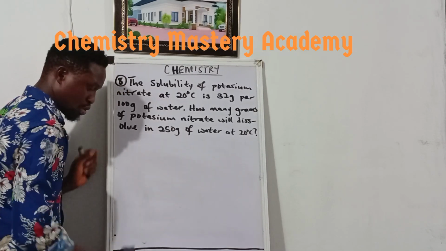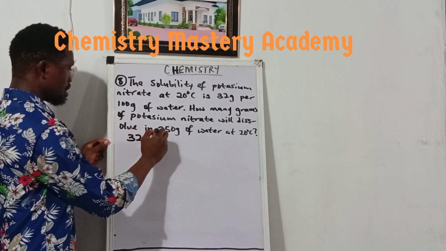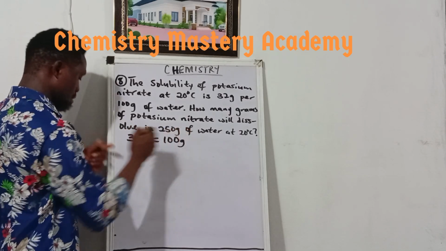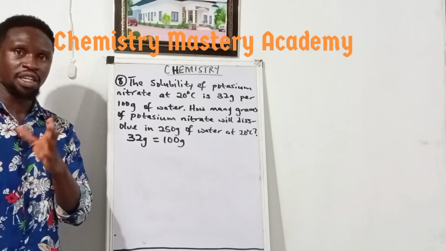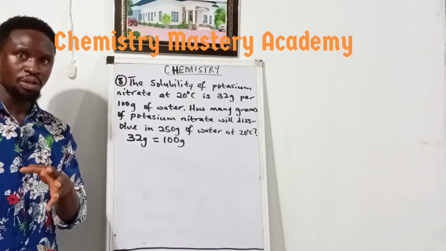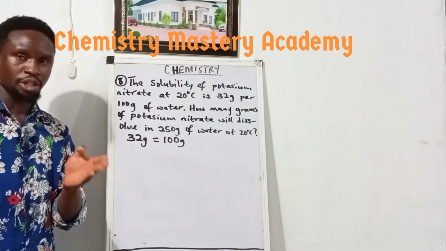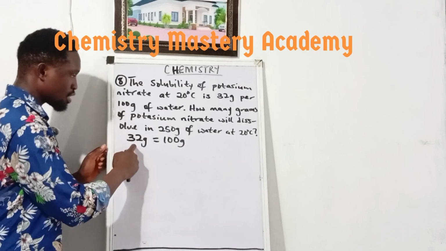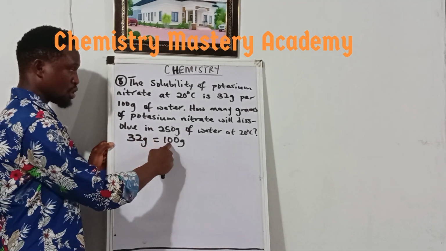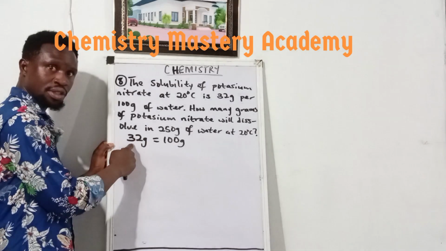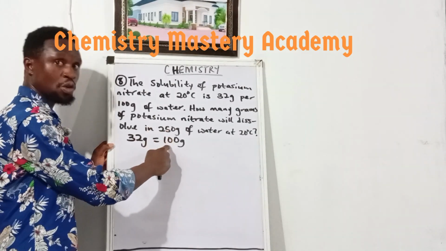Another way to solve this question: they said 32 grams is equal to 100 grams, is it not so? Maintaining the law of conservation of mass, energy can neither be created nor destroyed, but can be transformed from one form to another, or matter can neither be created nor destroyed. 32 grams is in 100 grams, right? So if 32 grams is in 100 grams, that means half of 32 grams will dissolve in half of 100 grams.